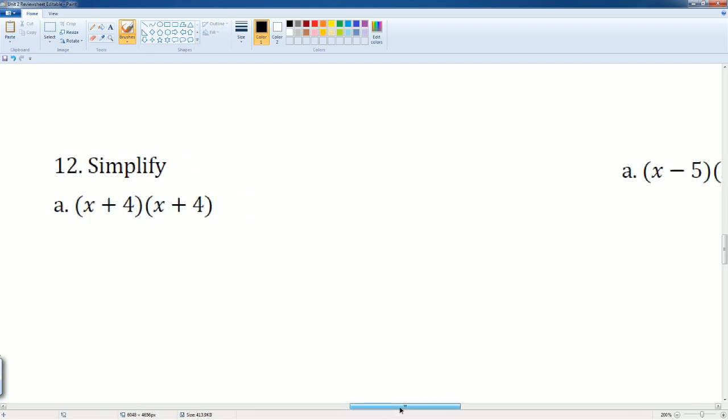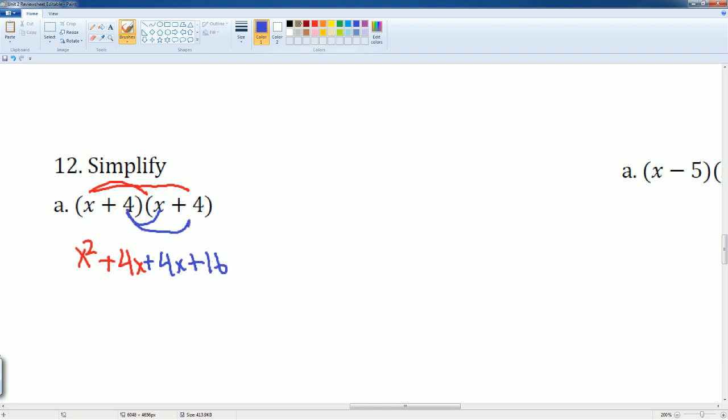Lastly, these are our special ones. But again, we can just do it. If you want to apply your special rules, it's perfectly fine. But we're just going to do it old school. X times x gets you x squared. X times 4 gets you 4x. Let's do the bottom. 4 times x gets you 4x. And 4 times 4 gets you 16.